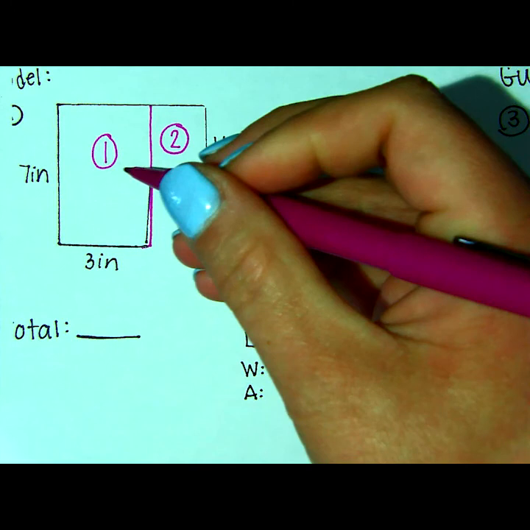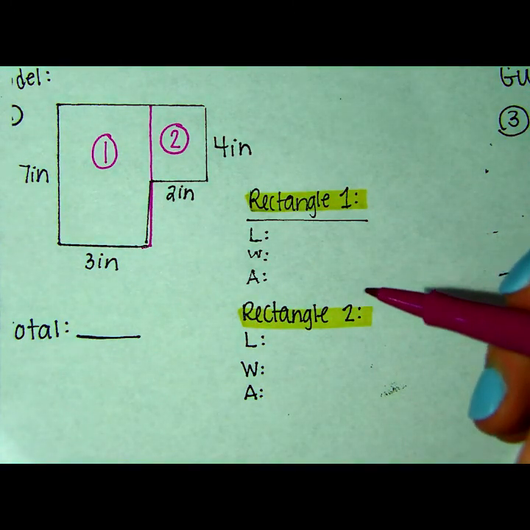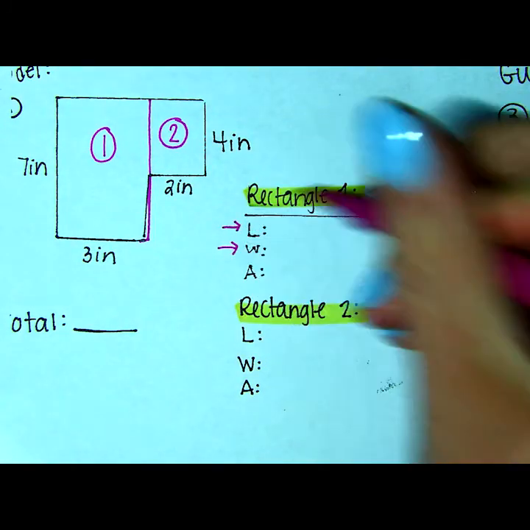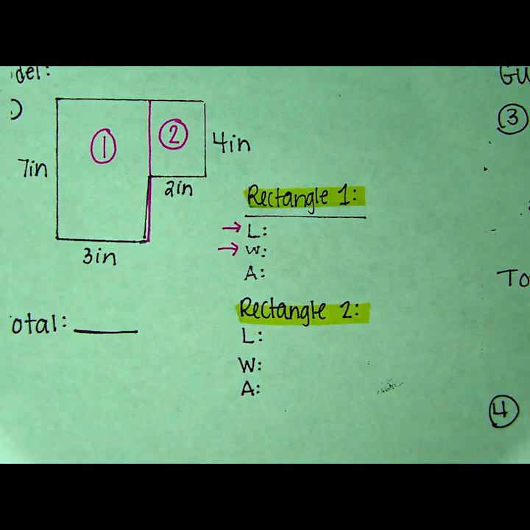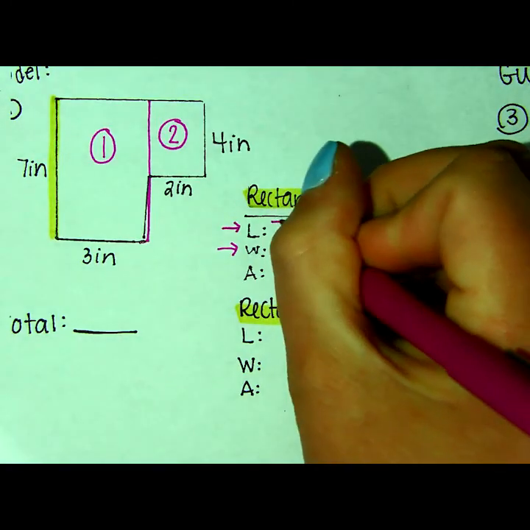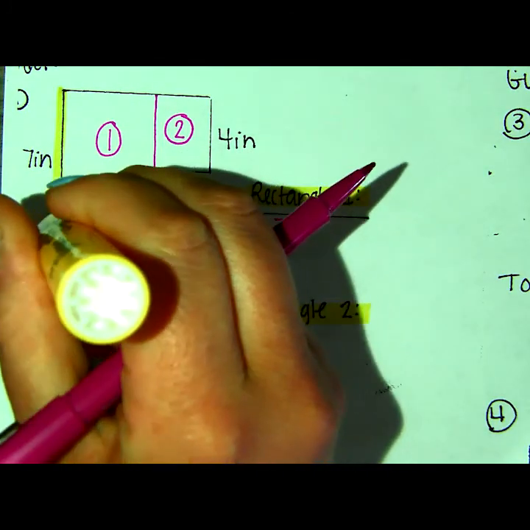So when I look at rectangle number 1, I want to think to myself, do I have these dimensions? Do I have a length? Do I have a width? Because I know I need those to solve for the total area. Well, when we look at figure number 1, I can see that the length is 7 inches. So the length is 7. And the width is 3.